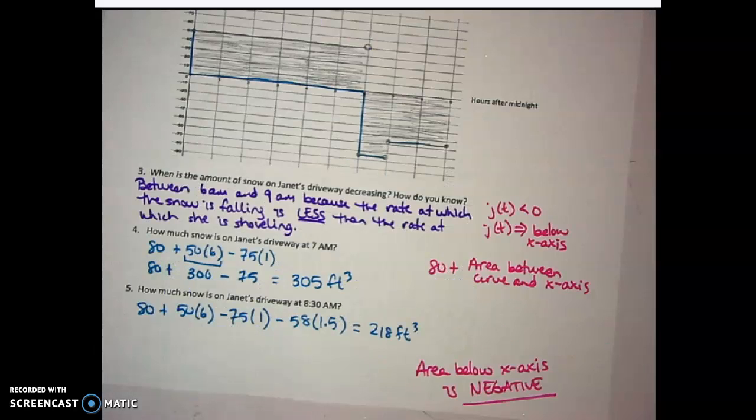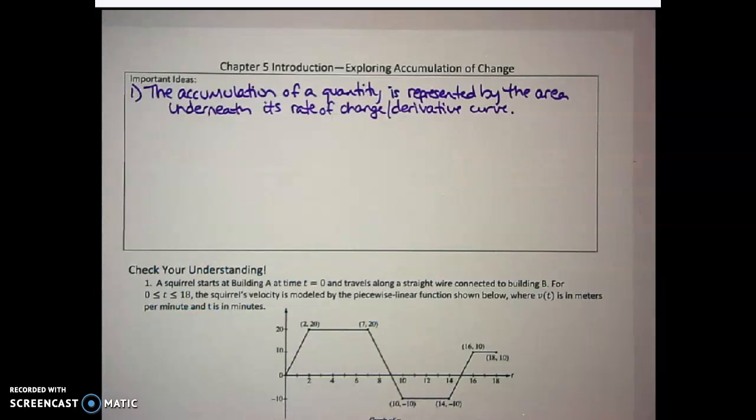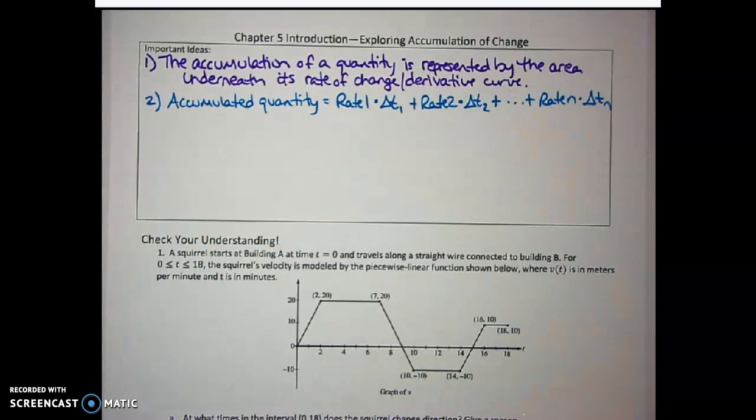And so this is going to lead us to our important ideas. First of all, the accumulation of a quantity is represented by the area underneath its rate of change or derivative curve. In other words, the area between the curve and the x-axis. Number 2, the accumulated quantity is the first rate times the time plus the second rate times the time. That was like the snow accumulating at 50 cubic feet per hour times the amount of time and her shoveling it. So that's what that one means.